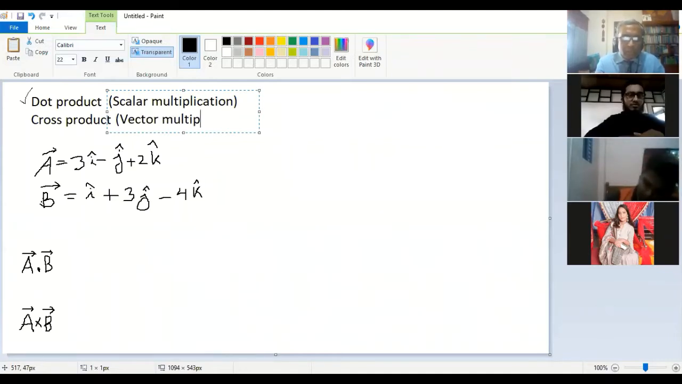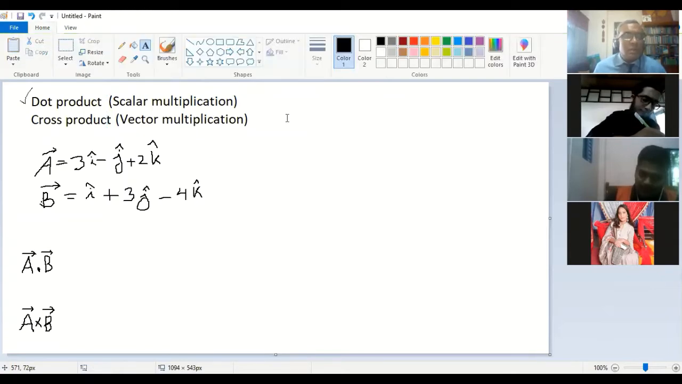So what does that mean? The meaning is the result from dot product will be just a number. Only a number means a scalar result. Scalar result, that is why dot product means scalar multiplication. And the result of cross product will be a vector. So we will talk about that later. First, let us talk about dot product.